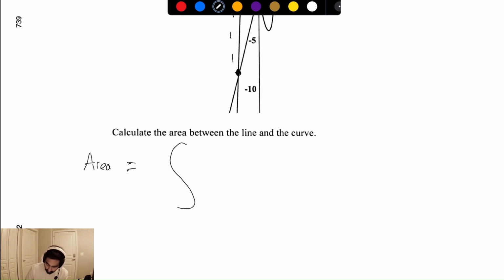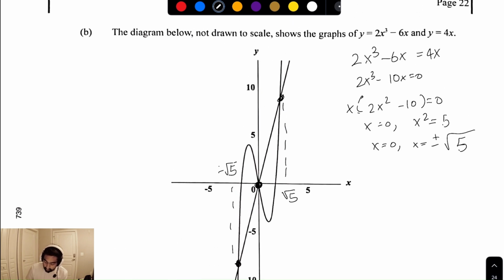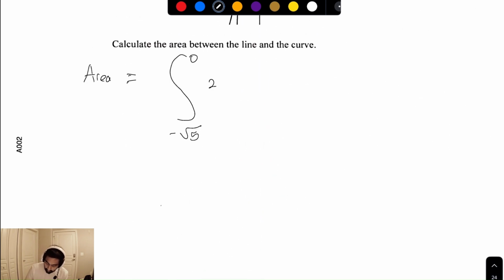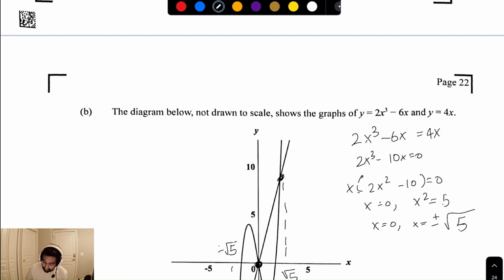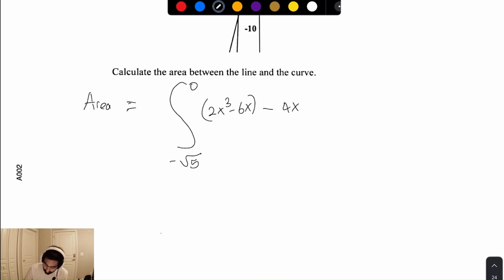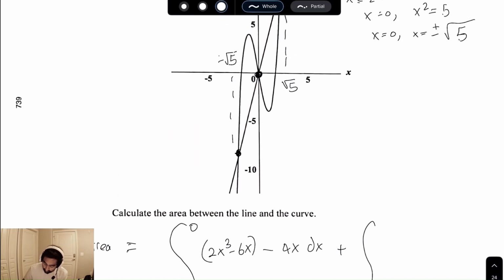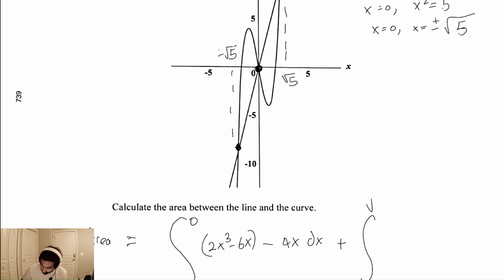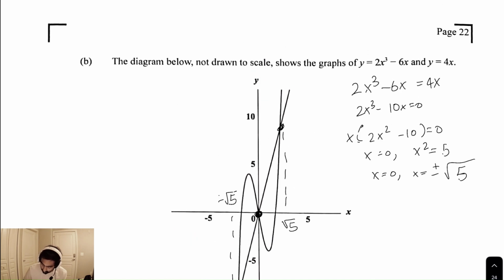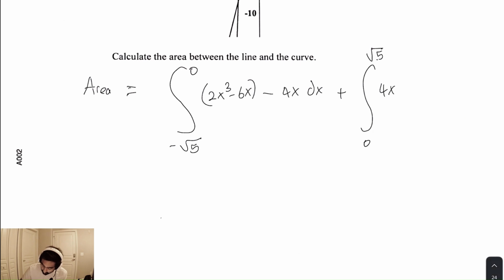So now we know how to calculate the area between the line and the curve, because the area now is going to be the integral from minus the square root of 5 to 0. In this region, it's the cubic curve that's above. So that's going to be 2x cubed minus 6x minus 4x dx. And that's one piece. Then the next part is going to be 0 to square root 5 of, now the line is above, so it's going to be 4x minus (2x cubed minus 6x) dx.